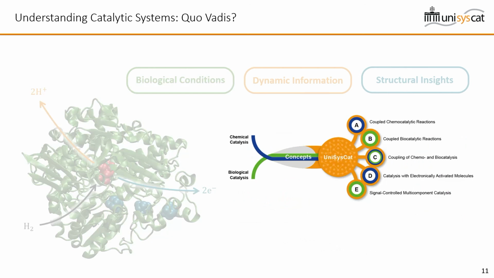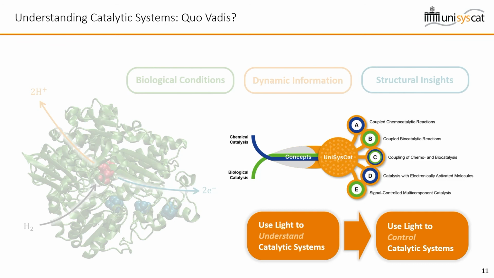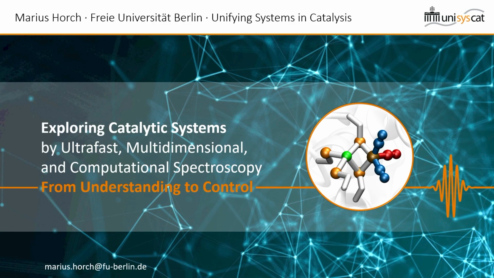And last but not least, we also aim for a change of paradigm. And what I mean with this is the following. Typically, when we're doing spectroscopy, we're basically dealing with the interaction of light and matter. And usually we use this interaction to understand the structure and dynamics of molecules, like for instance, catalytic systems. Once we gained this understanding, however, it would also be nice if we could use light also to control or maybe fuel catalytic systems. And this basically brings me back to the title of my talk and the original motivation.